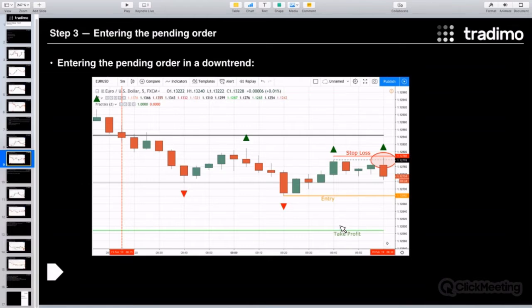Okay, any questions to step 3, regardless of whether it's uptrend or downtrend?